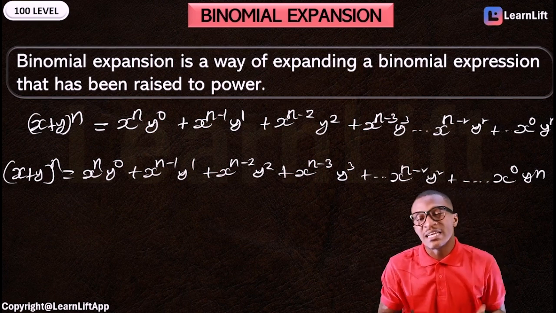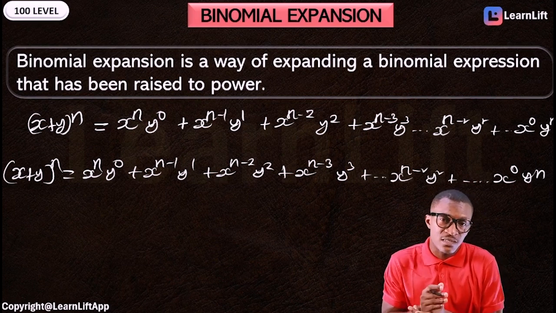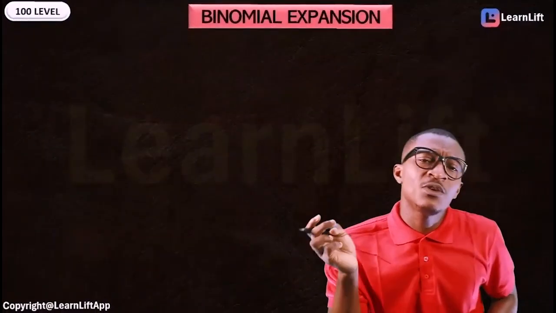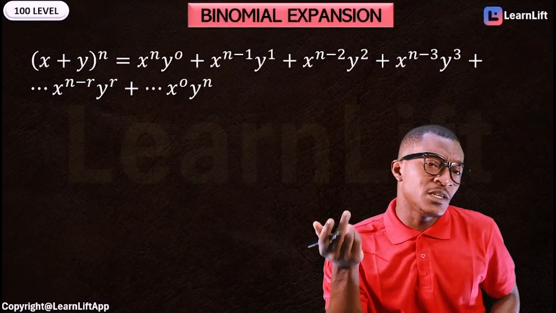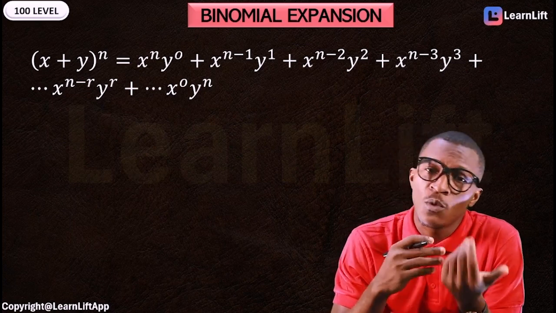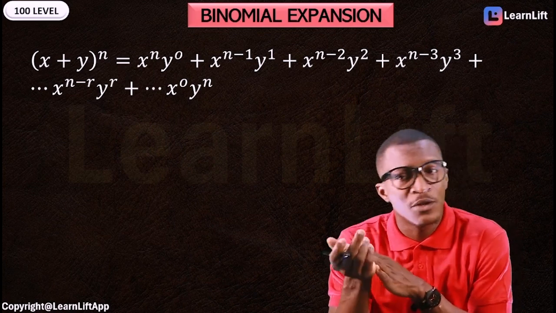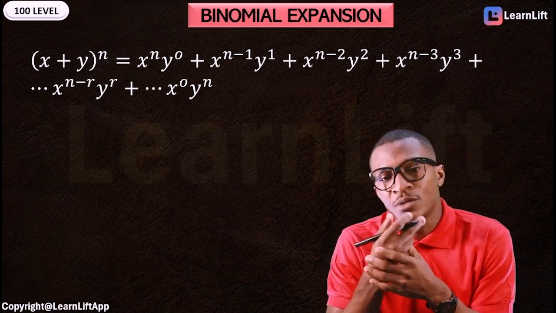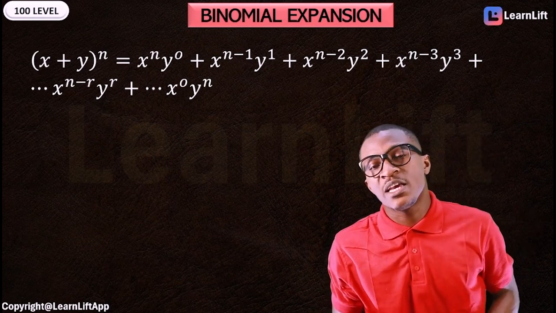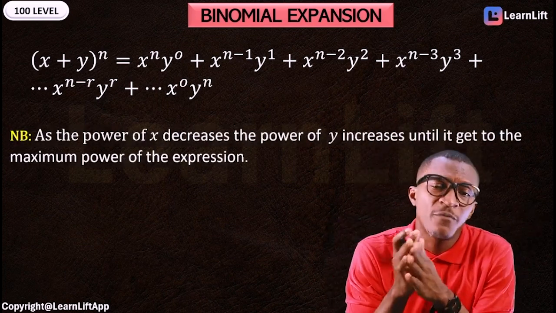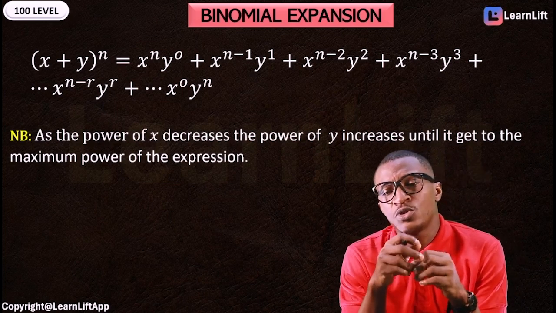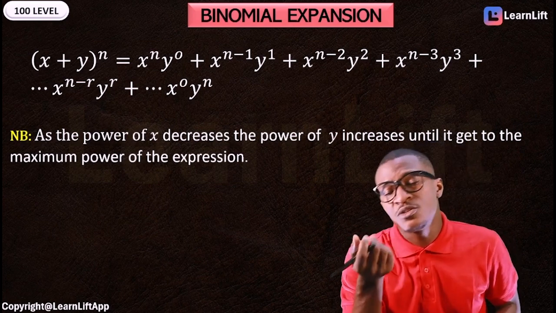Do you understand? And what did we say our pattern is called? As the power of x decreases, the power of y increases. Do you understand that? Now, if you say you understand that, what are the ways of solving? This is what we said: x to the power n, y to the power 0, plus x to the power n minus 1, y to the power 1, plus x to the power n minus 2, y to the power 2, plus dot dot, x to the power n minus r, y to the power r, plus x to the power 0, y to the power what? n. And we gave the rule. What's the rule? We said as the power of x decreases, the power of y increases until the maximum power of the expression is attained. Do you understand? So that's just the trick.